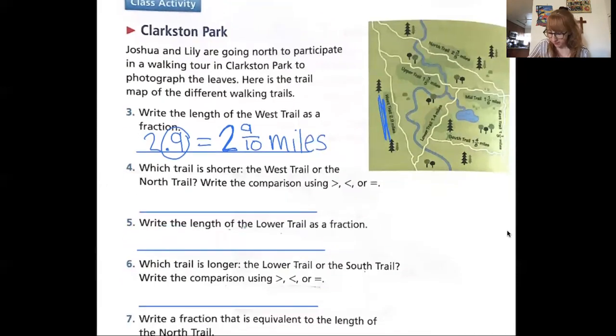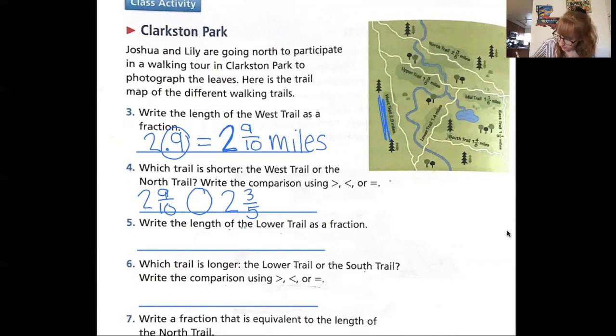Number 4, which trail is shorter, the west trail or the north trail? Write the comparison using greater than, less than, or equal to. So our west trail is this trail here, and I'm going to keep it in fraction form because the north trail is also in fraction form. So I'm going to write 2 9/10, my comparison circle, and looks like 2 3/5. Okay, and again, I can't compare tenths and fifths without converting my fractions.